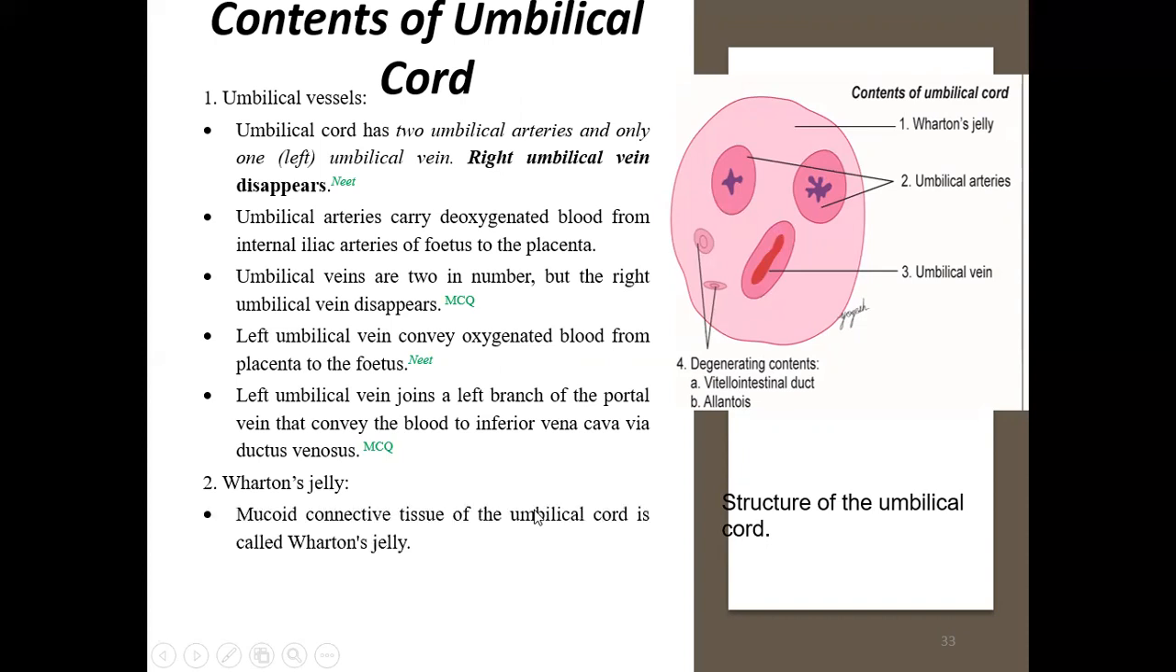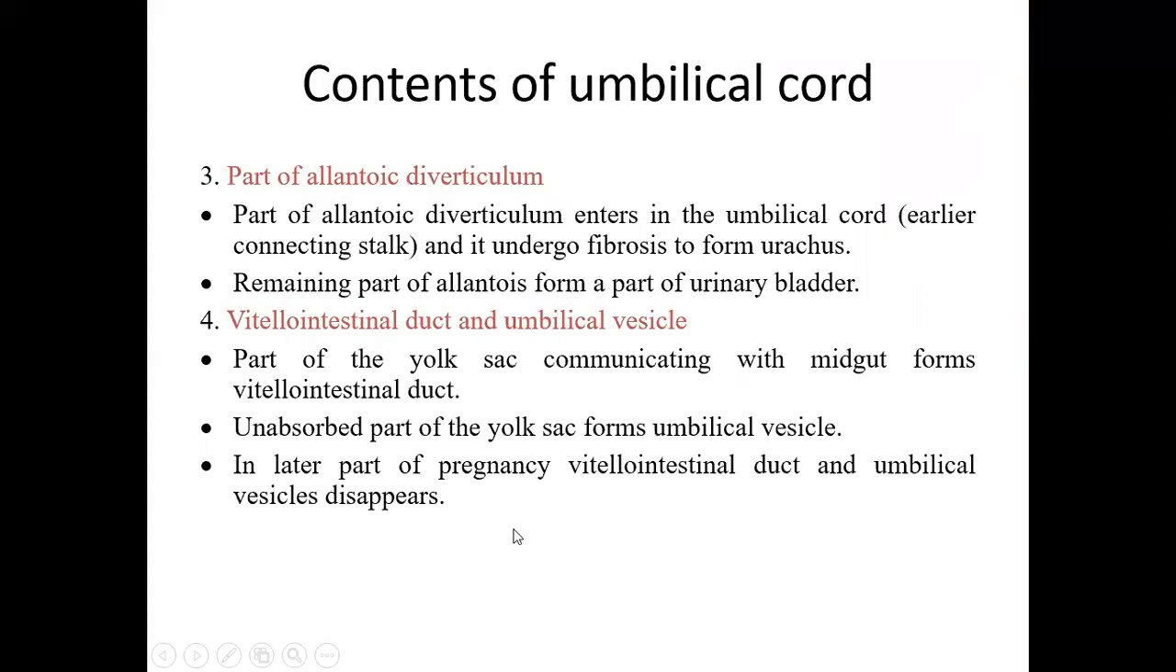Then what is Wharton's jelly? It is a mucoid connective tissue of the umbilical cord, which is also known as Wharton's jelly. Twisting of the umbilical vessels produces a beaded appearance of the umbilical cord.